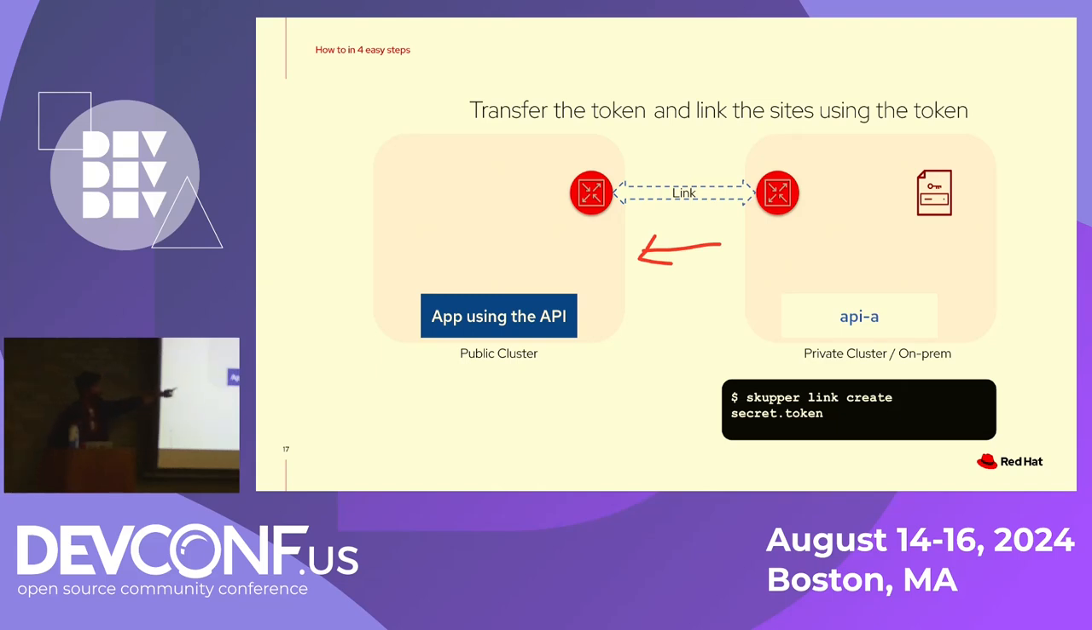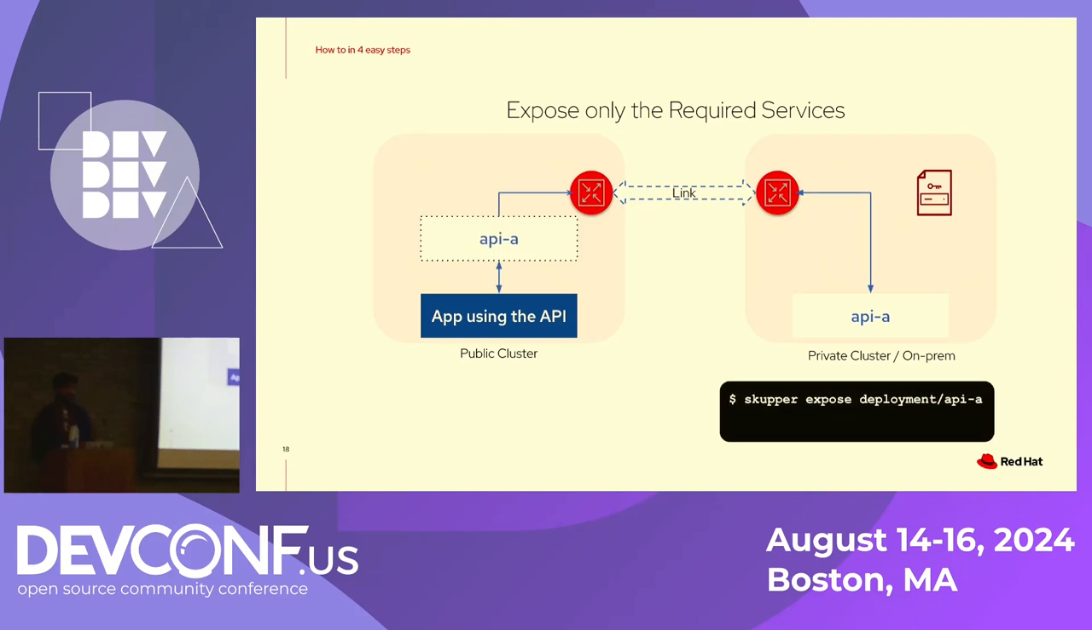But still, this app will not be able to use the APIs, because it should not be that once the network is established, the app is able to use all the services in the network. Through Skupper, you can control which services or which APIs you want to expose over the network. With skupper expose, you could expose a deployment, a service, or a container. And there are different modes.